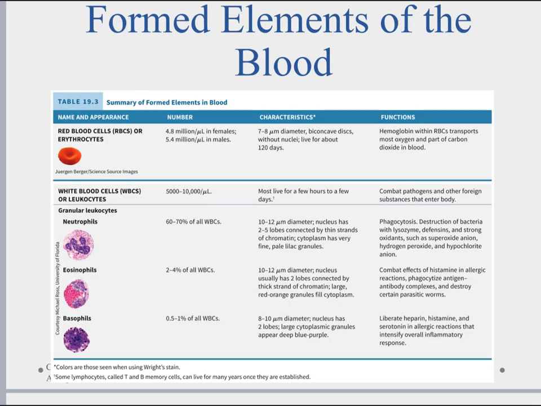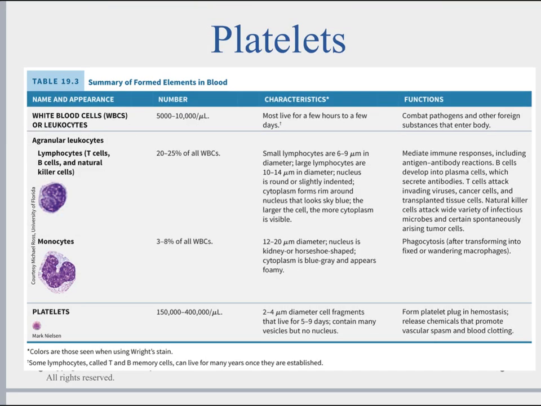Now, table 19.3 summarizes all our formed elements, like red blood cells, all our different white blood cells, the numbers that we find in males and females, their characteristics, and their functions. So kind of summarizing everything that we have talked about regarding blood. We continue with that table to look at our agranular white blood cells and our platelets.